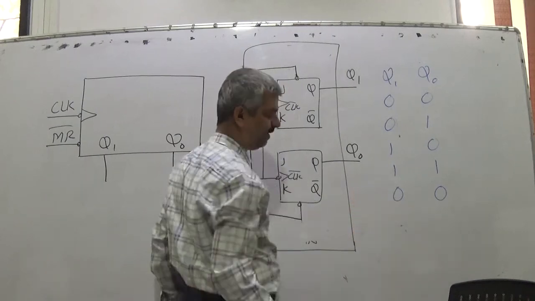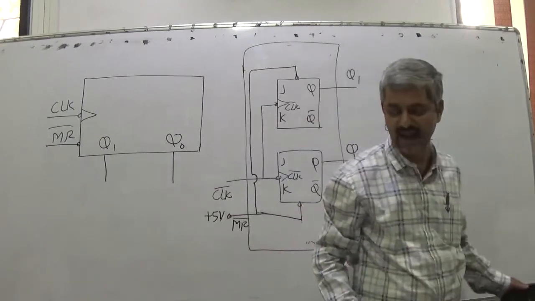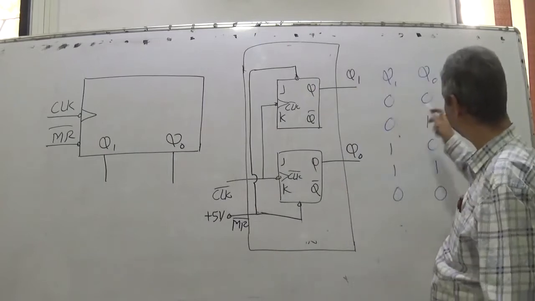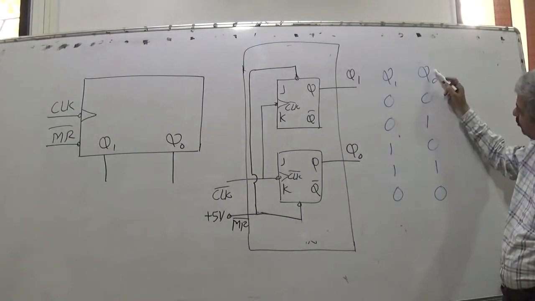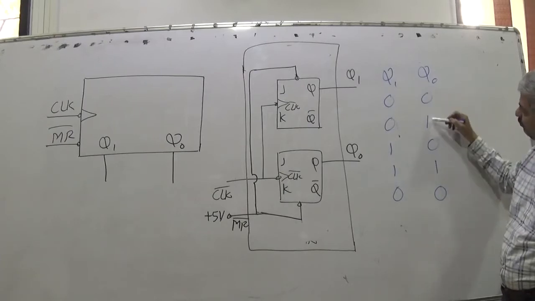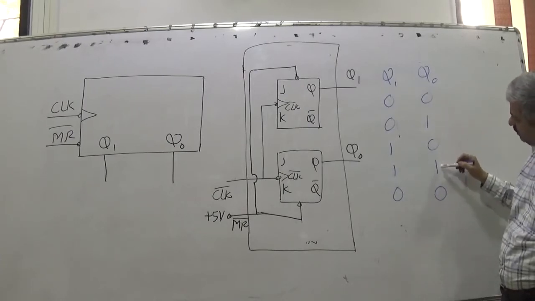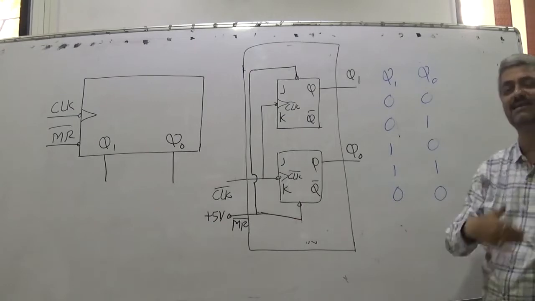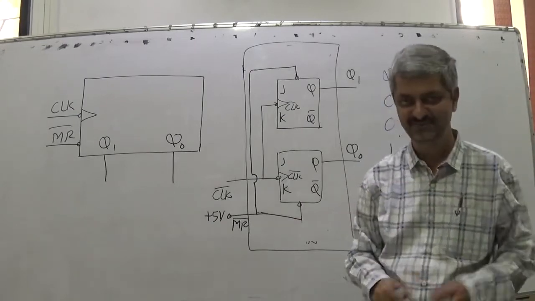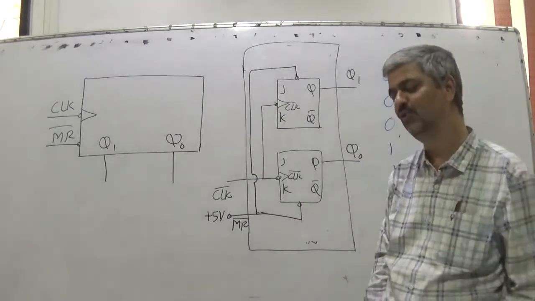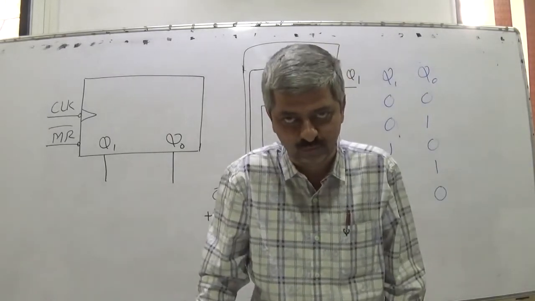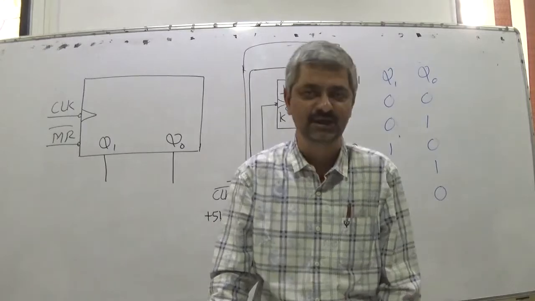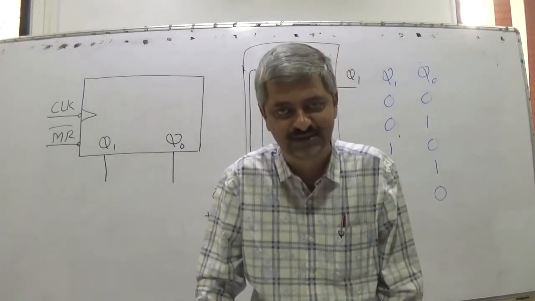So if I look at this counter, this output Q0, what do I find? 0 to 1, 1 to 0, 0 to 1, 1 to 0. So always it is toggling. A simple observation: Q0 always toggles. In a 2-bit counter, the least significant bit Q0 always toggles.